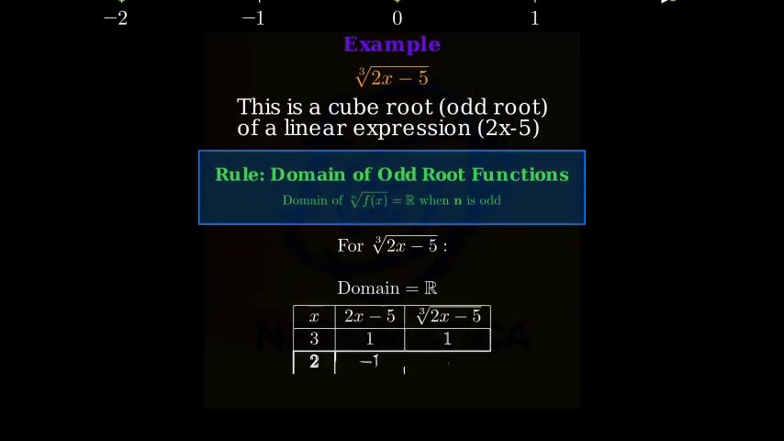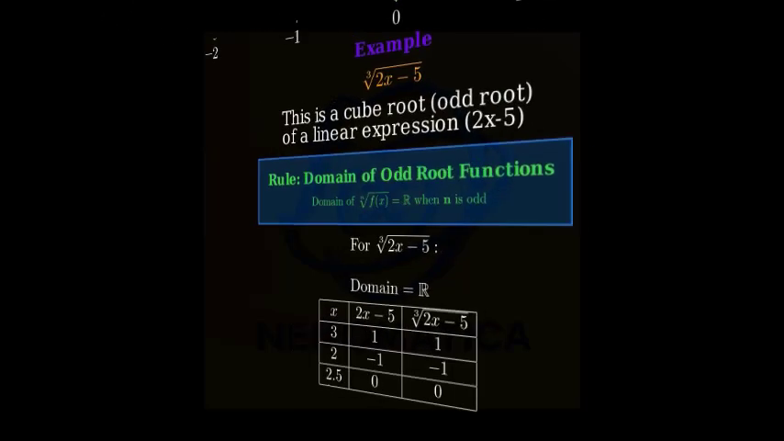Let's evaluate this expression with different values of x to demonstrate that it's defined everywhere. If x equals 3, then 2x minus 5 equals 1, and the cube root of 1 is 1. If x equals 2, then 2x minus 5 equals -1, and the cube root of -1 is -1. If x equals 2.5, then 2x minus 5 equals 0, and the cube root of 0 is 0.